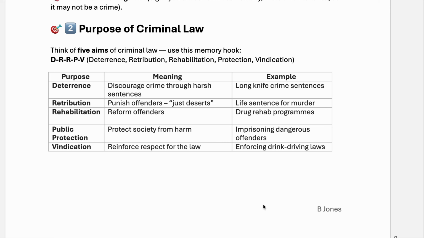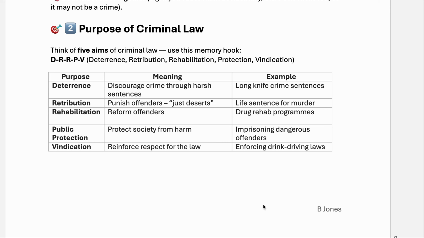Another purpose of criminal law is retribution. So this is the classic eye for an eye situation, making sure those who do wrong get what's coming to them. So it's a bit like karma, but with a lot more paperwork.